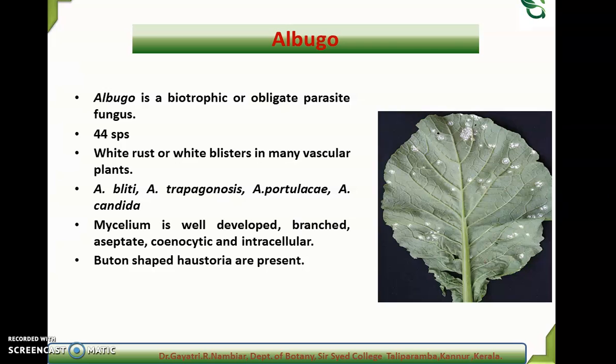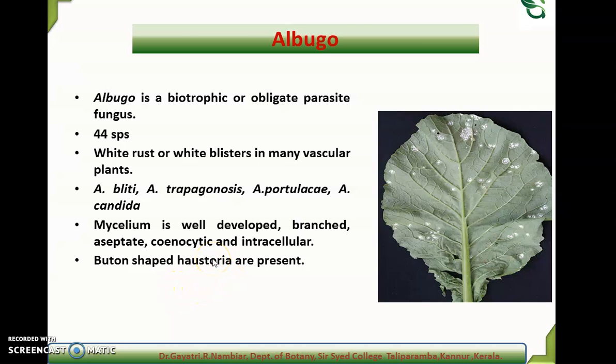Some of the species of Albugo include Albugo bliti, Albugo tragopogonis, Albugo portulacae, Albugo candida. The picture shows the presence of Albugo candida on crucifer leaves. This fungus is a biotrophic or obligate parasite. Its mycelium is well developed, branched, aseptate, coenocytic and intercellular in nature, and one of the common features of the mycelium is that it produces button-shaped haustoria.